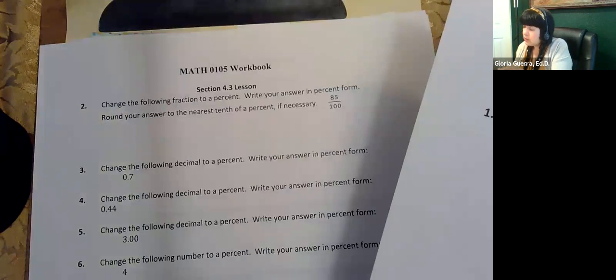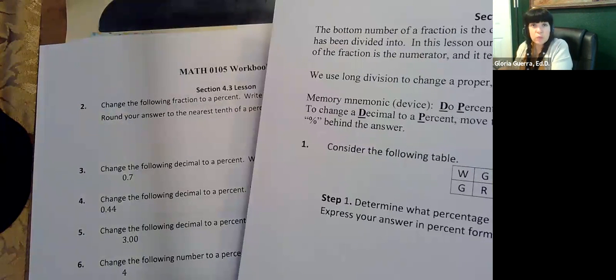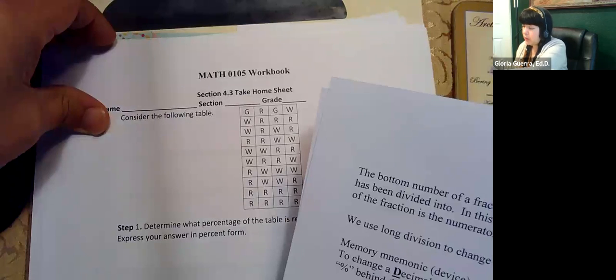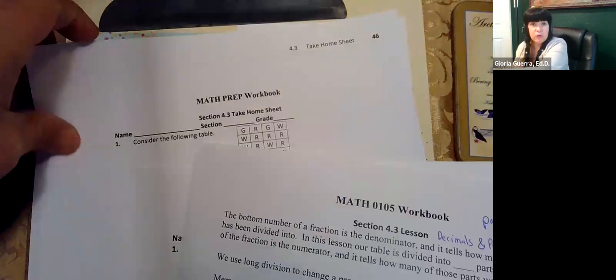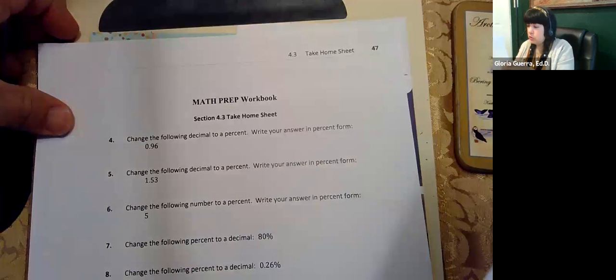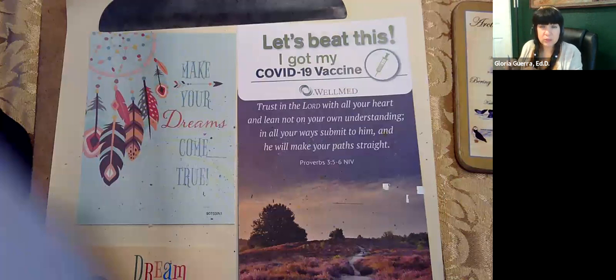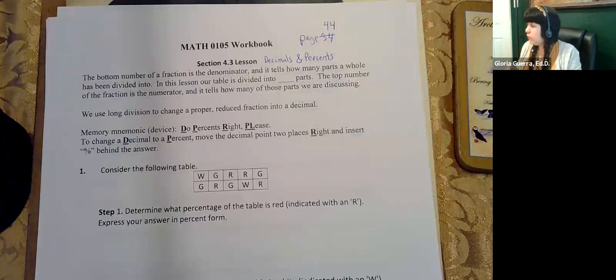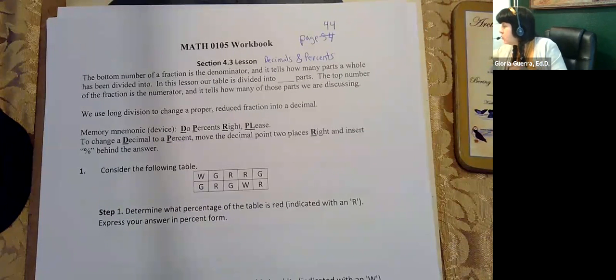And it's the 4.3 lesson. And then you have the take home lesson, if you want extra practice, you can work on. And remember, you have the answers to the take home lessons in the back of your co-rec workbook. And then you also have a practice quiz. This would be the last quiz, number 5, which will cover 4.3 and 4.4.